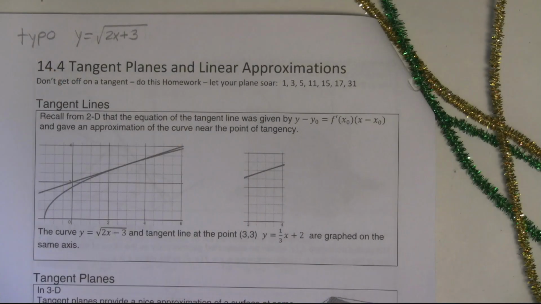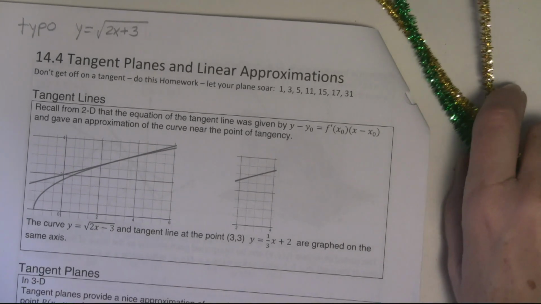Okay, we're going to be doing 14.4 tangent planes and linear approximations. We're going to see that they're really, really similar to one another. We want to look back on our Calc 1 stuff. So let me go here to the paper view. I had a typo here, but I'll show you it and we'll get it fixed.